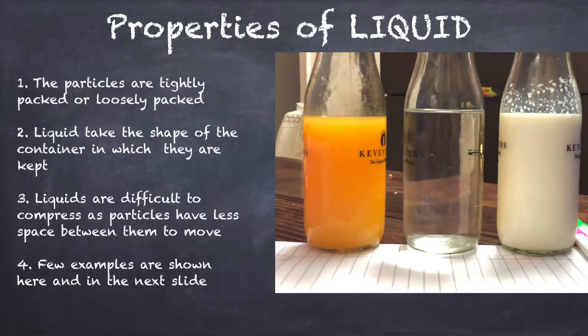Liquid. In a liquid state of matter, particles are loosely packed. They can take the shape of the container in which they are kept. They do not have definite shape, but they do have definite mass and volume. Liquids are difficult to compress as particles have less space between them to move. For example, milk, coffee, petrol, etc.